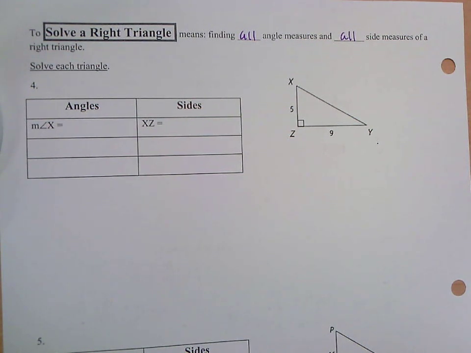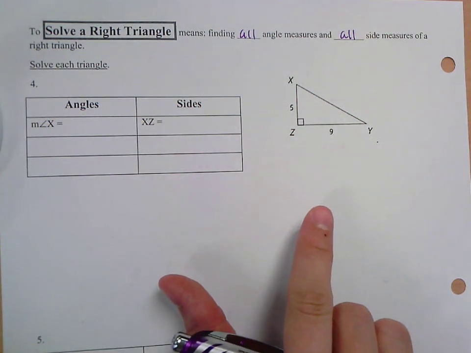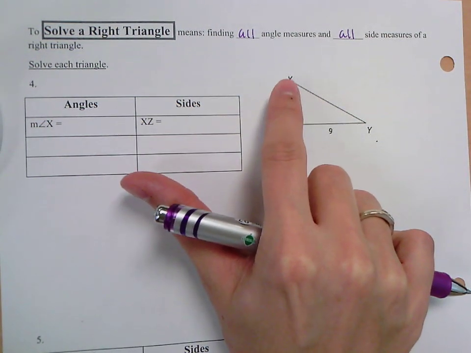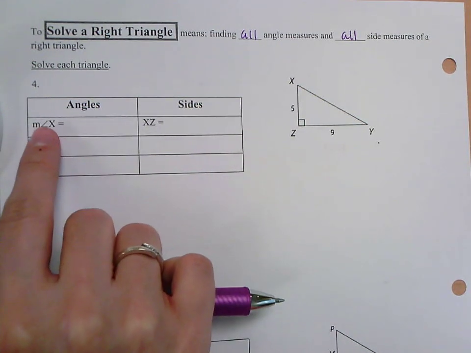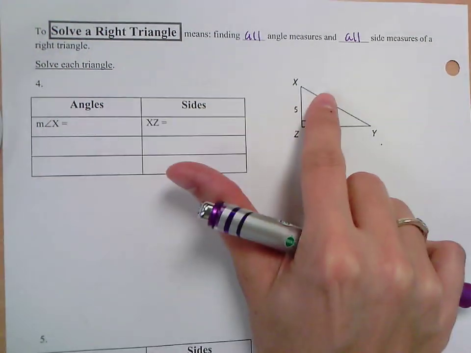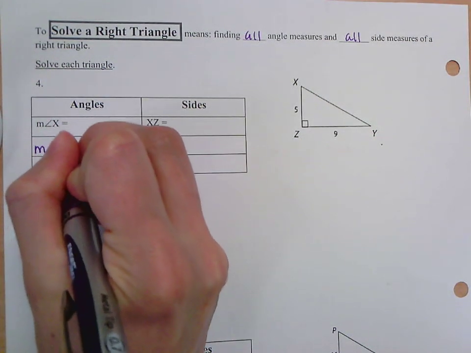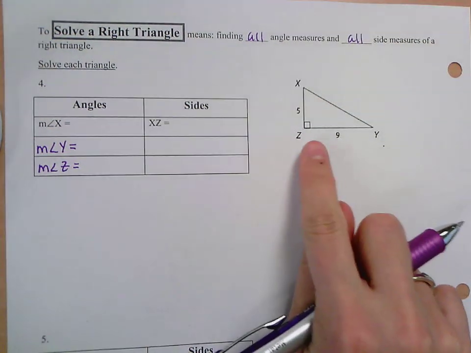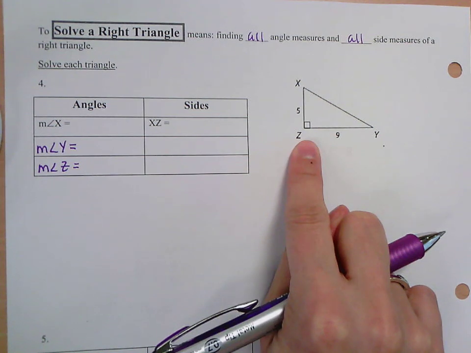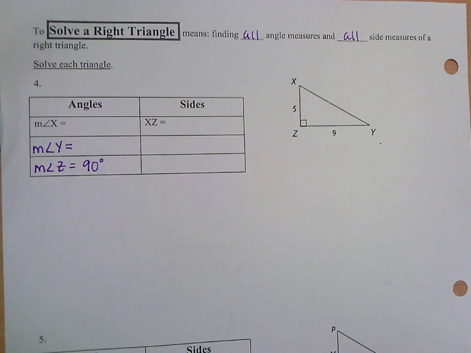Some of those are already given. Okay, so if we look at this triangle in 4, our 3 angles are X, Y, and Z. So for angles, notice not everything is typed on here, but it has measure of angle X equals. We don't know what X is right now. We are also going to have to find measure of angle Y and measure of angle Z. We do know the measure of angle Z already. That is 90 degrees. So we know one of our 3 angles.